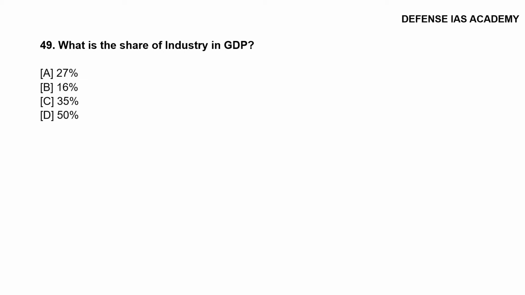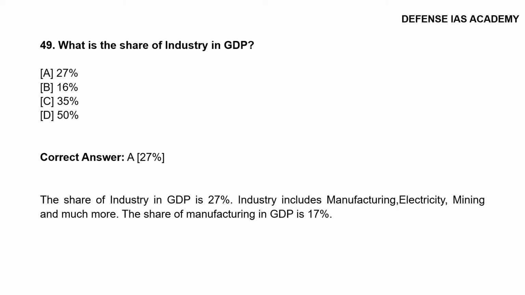Question 49. What is the share of industry in GDP? The correct answer is option A, 27%. The share of industry in GDP, the gross domestic product, is 27%. Industry includes manufacturing, electricity, mining and much more. The share of manufacturing in GDP is 17%.